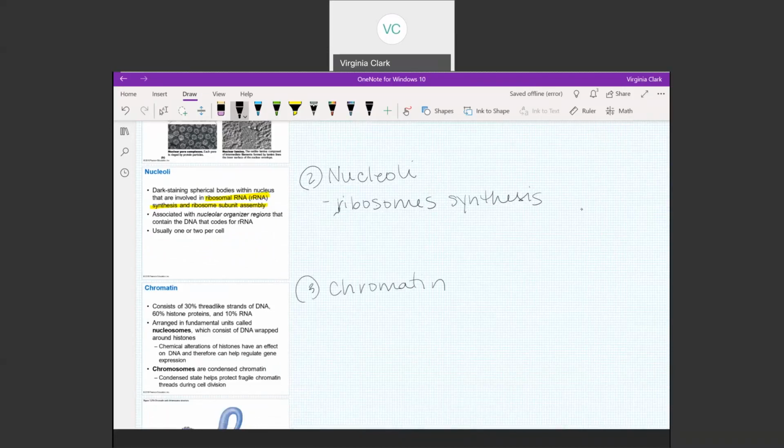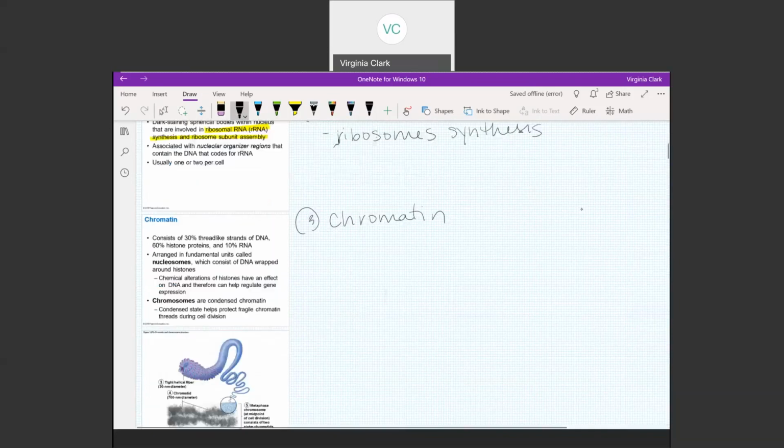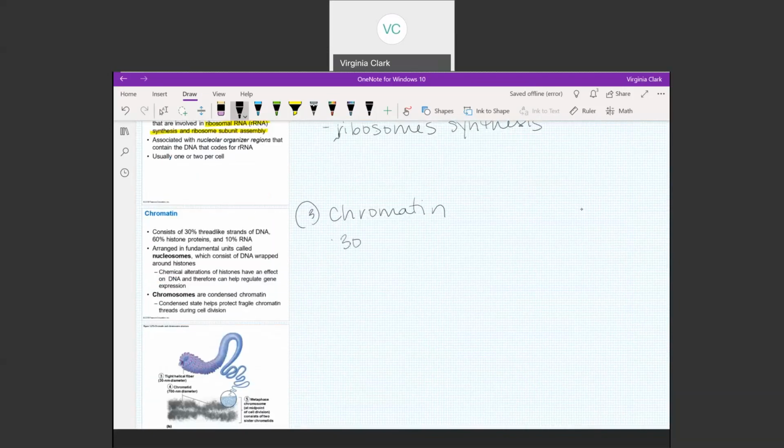And our chromatin is going to be our DNA. So it's about 30% made up of our DNA, actual DNA strands. 60% of it are going to be globular histone proteins. And these proteins are essentially the thing that winds the DNA up. And then there's going to be 10% in the form of RNA. So these percentages are kind of what makes up chromatin.